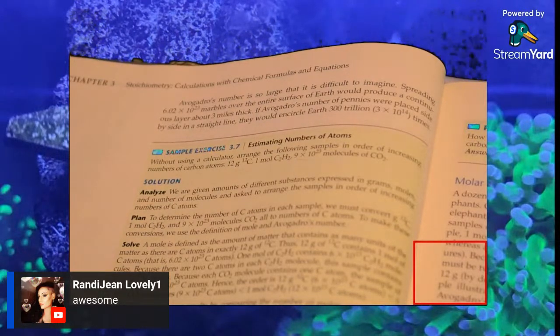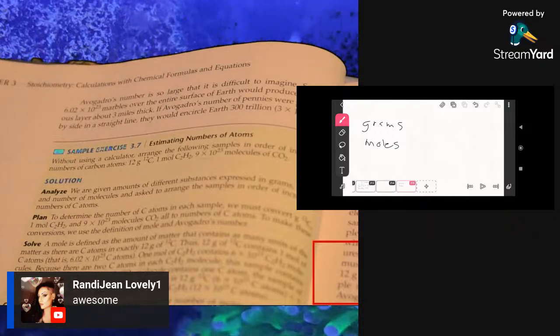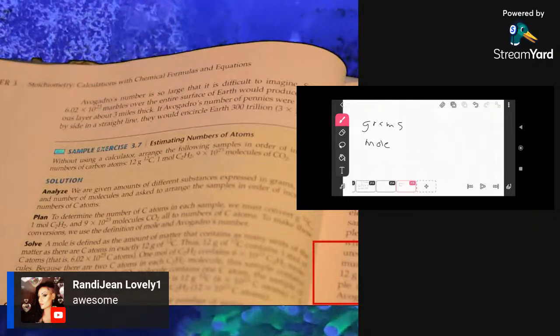So they're talking about grams, right? And then they're talking about molecules. Oh, I put moles. And then you've got moles, right? So it doesn't matter how many grams you really put. Okay, hold on. Let's put them in order.